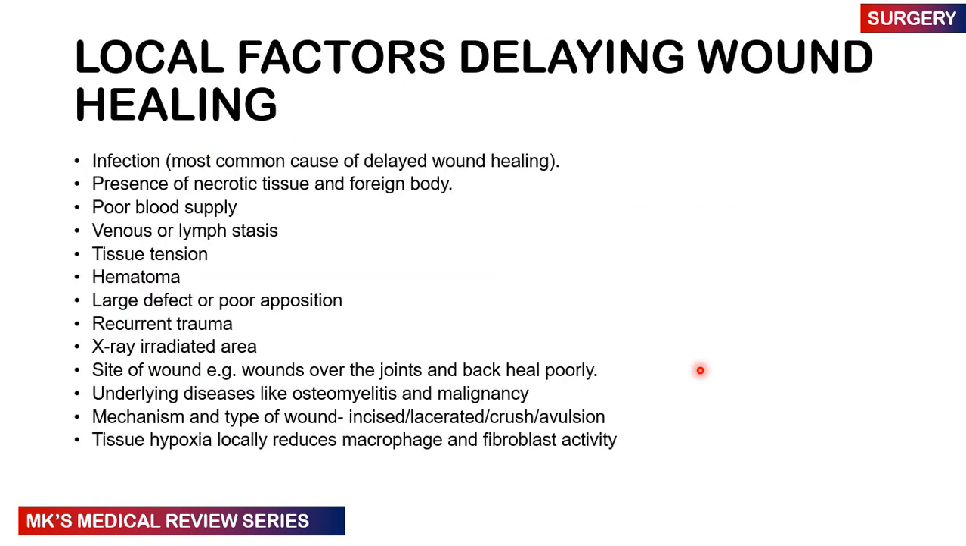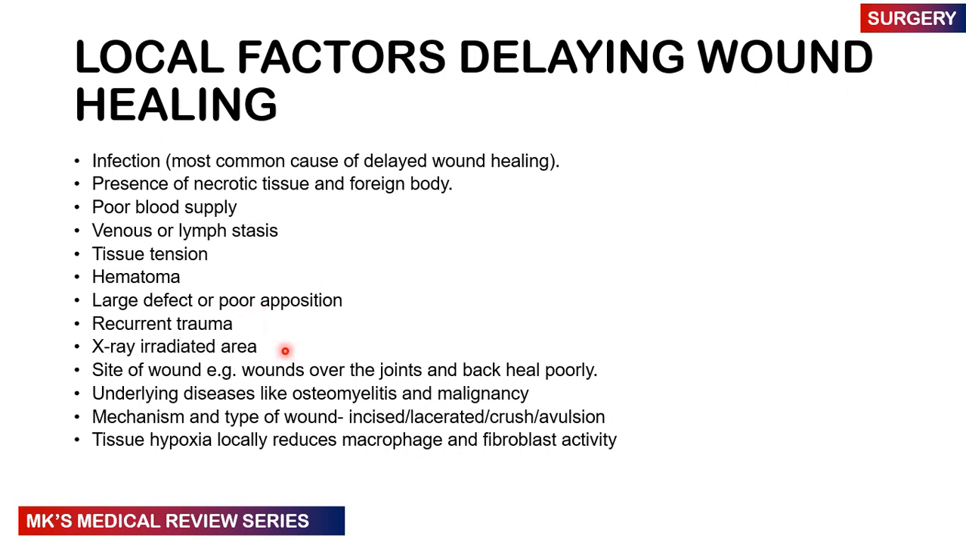Then what are some of the factors that actually delay wound healing? You can divide them as local factors as well as systemic factors. Local factors include infections. This can actually delay the wound healing. So this is actually the most common cause. Presence of necrotic tissue or foreign bodies, poor blood supply, wounds that are on the back are not going to heal so quickly, venous or even lymphatic stasis, tissue tension, hematomas, large defects or poor apposition, recurrent trauma, x-ray of the irradiated areas, site of the wound.